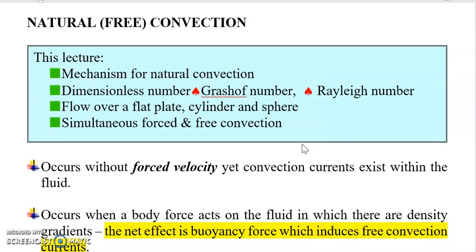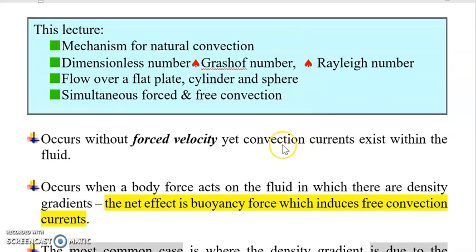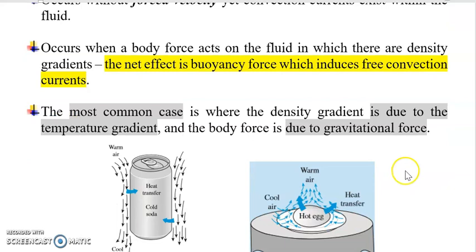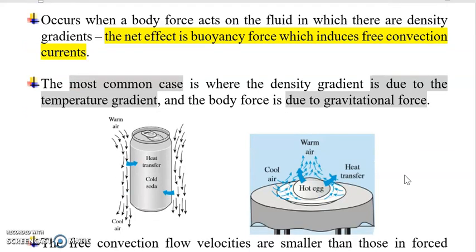Previously in forced convection, we have convection currents induced by an external force like a fan or a pump. In natural convection, we also have convection currents but without the fan or the pump. How do the convection currents get induced? It's because of the net effect of the buoyancy force due to the density gradients, thus inducing free convection currents. The most common case is where the density gradient is due to the temperature gradient and the body force is the gravitational force inducing the buoyancy force.